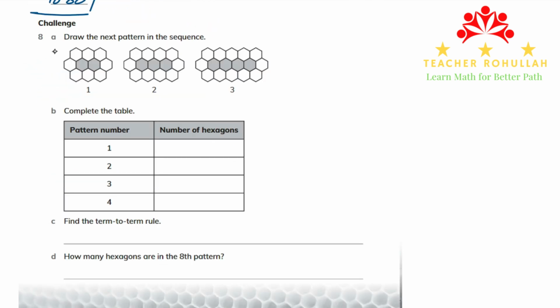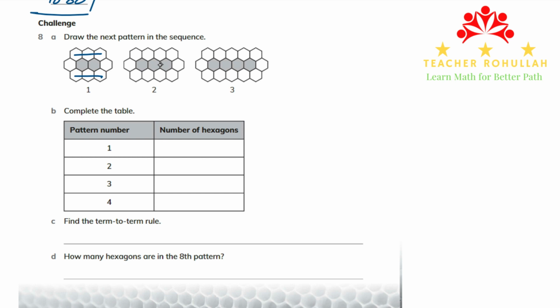In part A of question 8, it says, draw the next pattern in the sequence. So in the first pattern, we have two shaded hexagons. So we have 3 here, 3 here, 3 here. 3 plus 3 is 6, and 6 plus 2 is 8. 8 plus the other 2 is 10.